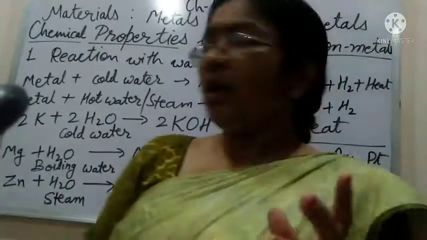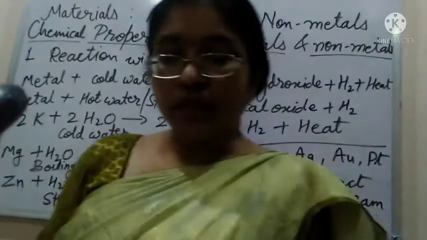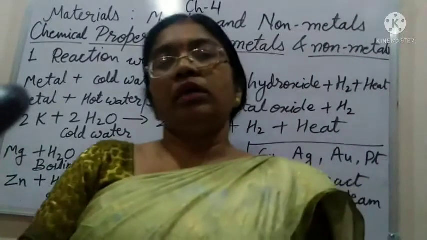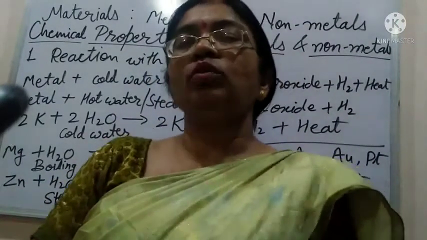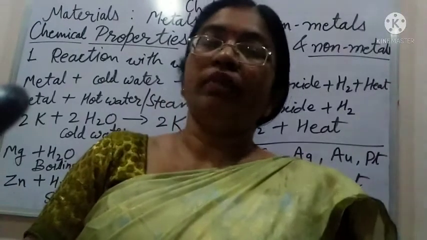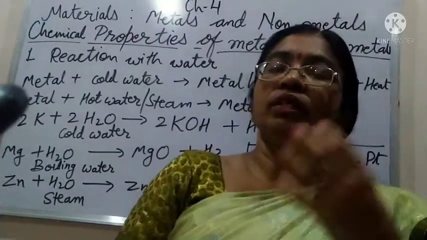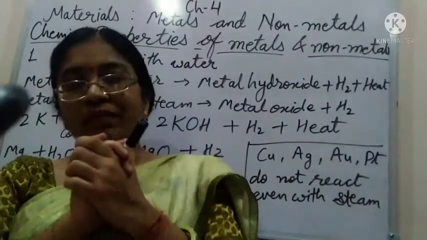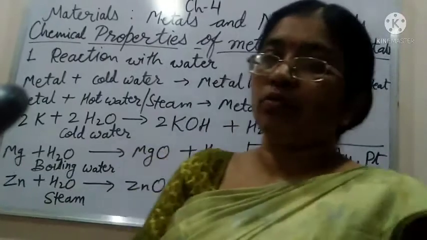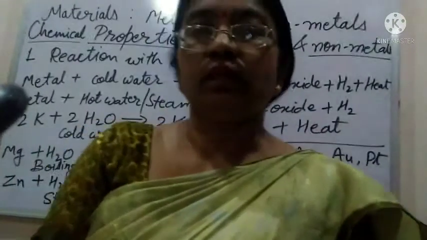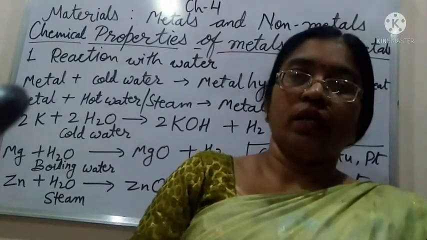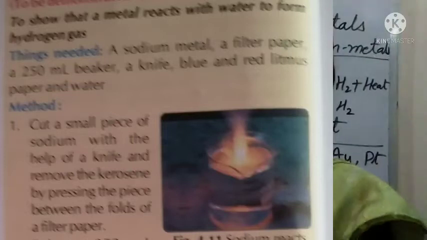Now, first we take the example of sodium metal, and to understand how the sodium metal reacts with water, we will do an activity. For this, first we will take out a piece of sodium metal from the kerosene. We will wipe it properly with the help of filter paper to remove the kerosene from it. Now we will put that sodium metal piece on water. When it comes in contact with water, it will react in this manner.